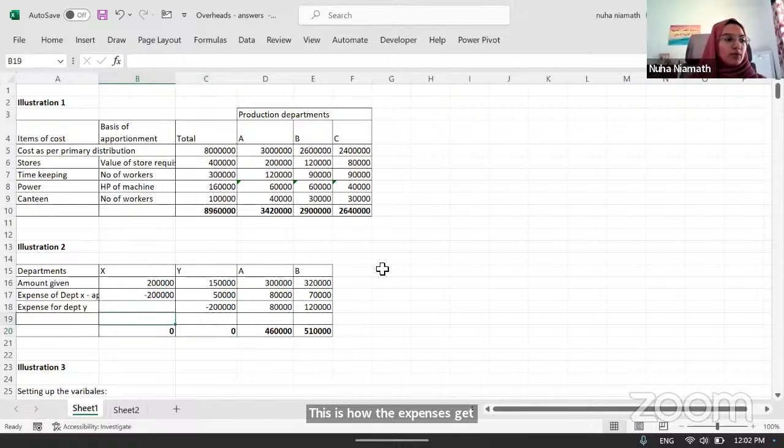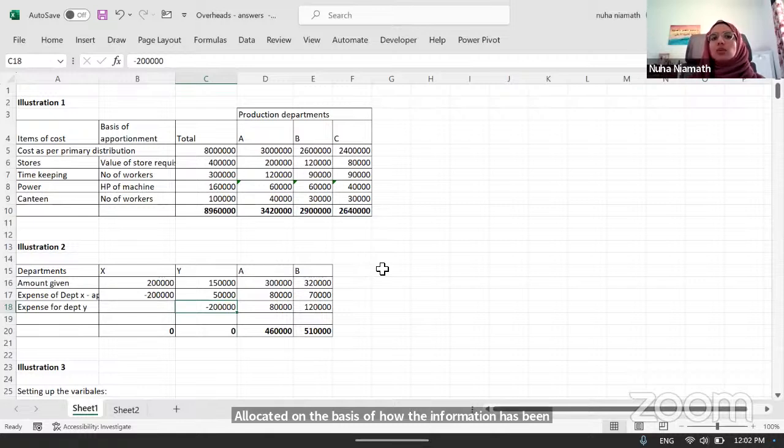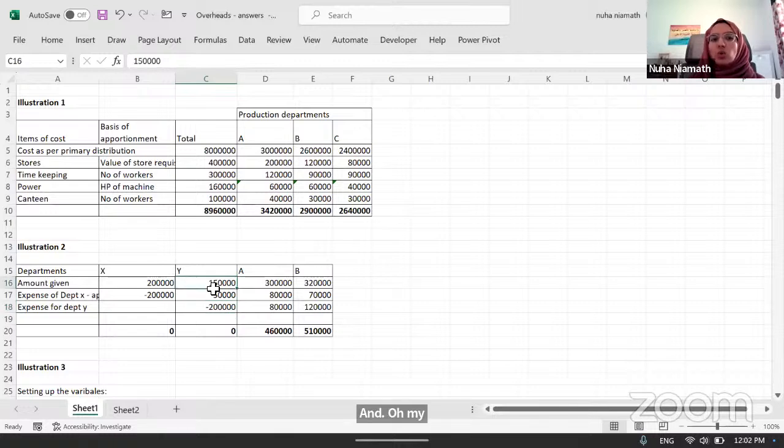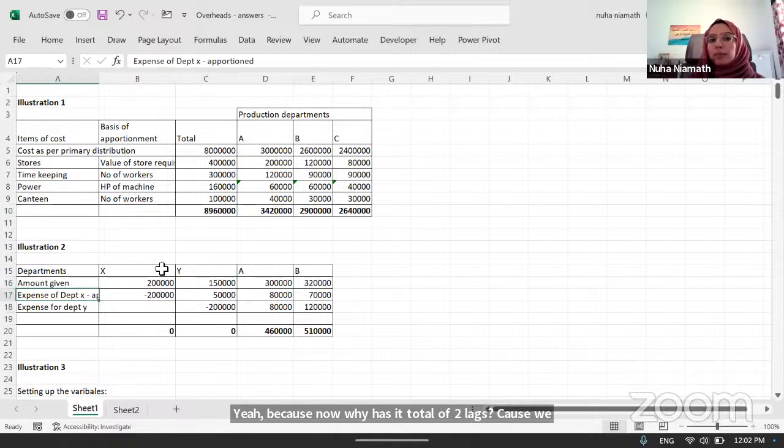So now you must be wondering, why did we distribute X first and then we distributed Y? There is no reasoning behind this, but this is just how it has been allocated on the basis of how the information has been given in the question. Yeah, because now Y has a total of 2 lakhs, because we have distributed department X's amount to department Y based on the first apportionment. So when we get a total of Y, we will get a total of 2 lakhs for department Y.